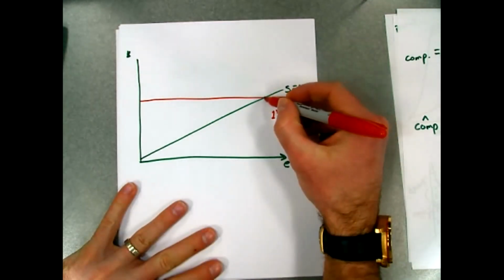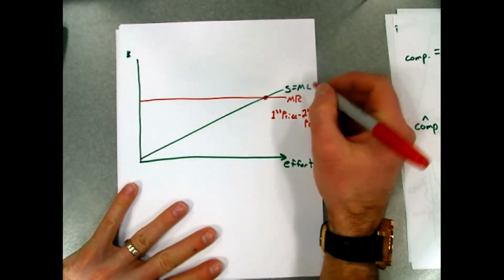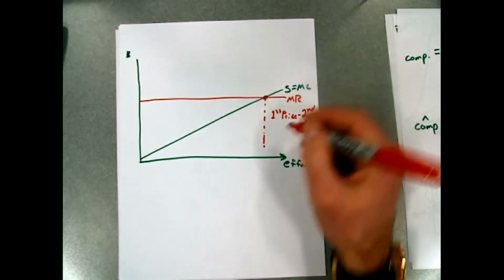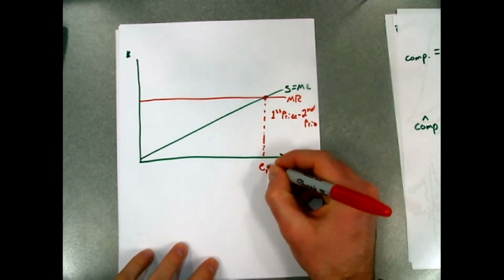So where does the marginal benefit equal the marginal cost, or the marginal revenue made from this tournament equal the marginal cost? Call this E1.